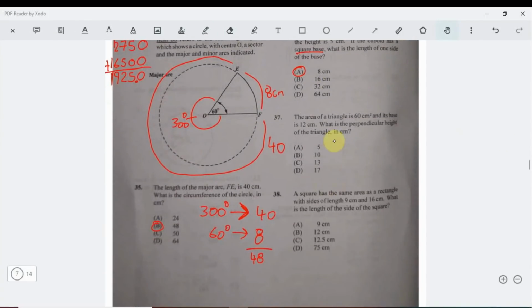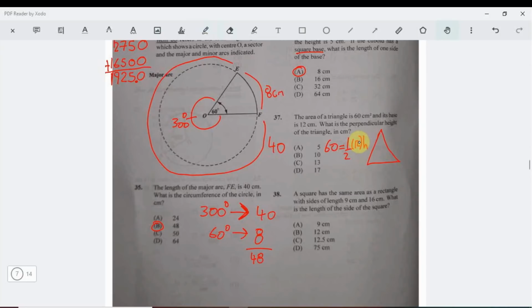Question 37. The area of a triangle is 60 centimeters squared and its base is 12. What is the perpendicular height? So if we draw a triangle, they tell us that the area is 60. But we know that area is half base times height. So half the base, they tell us the base is 12, times the height.